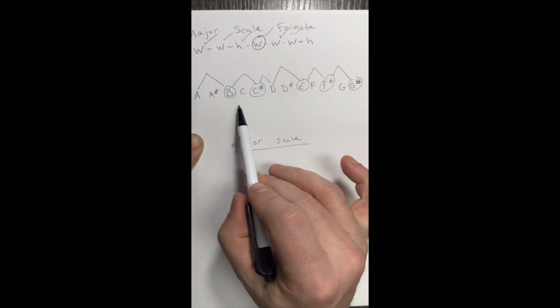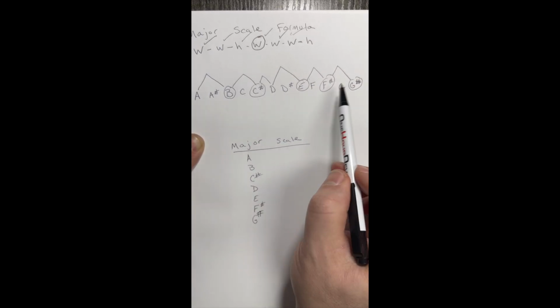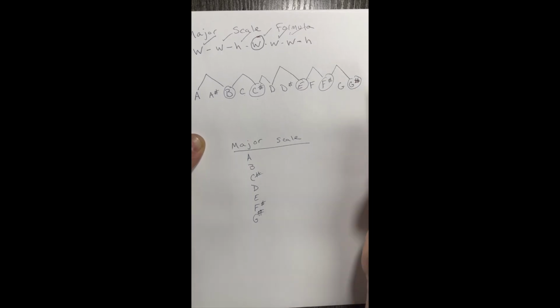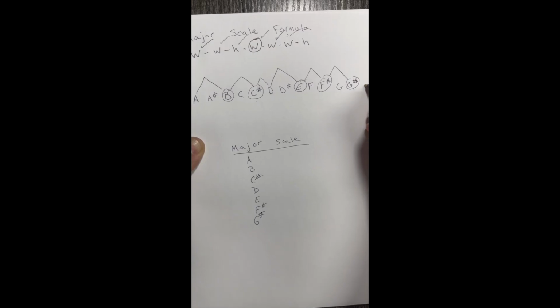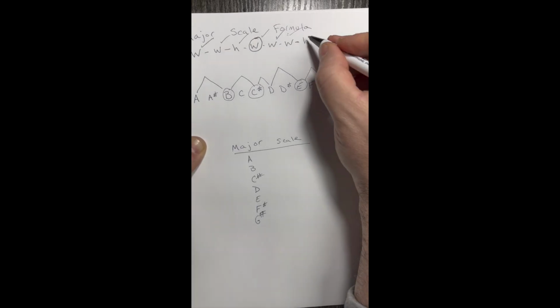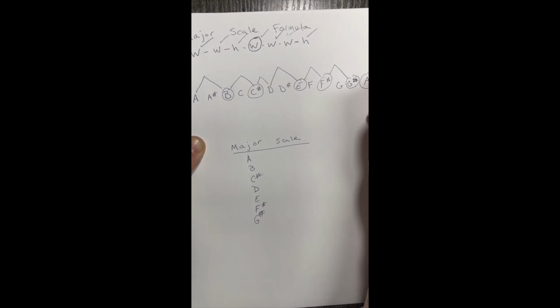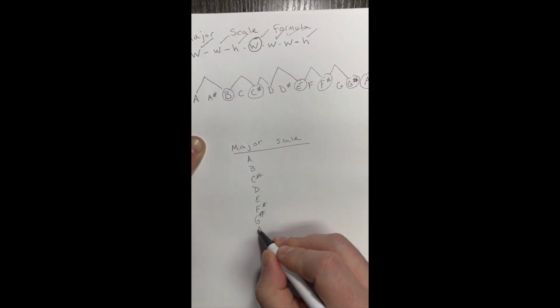Okay, so we've made it all the way through our chromatic scale, but we still have this half step left. If we go a half step from G sharp, that takes us to A. And so we're back to A again. And that's what you should get.